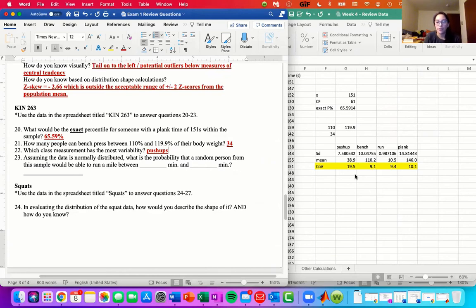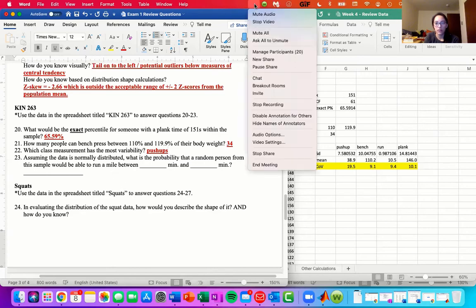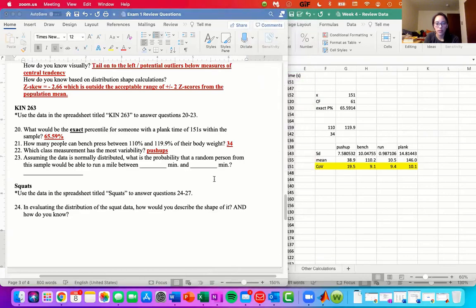If I ask which group has the lowest degree of variability or the lowest amount of variability, you would say bench press because it has the smallest percentage. Any questions on that one? Let me open up the chat box. No chats, so I think we're doing okay.